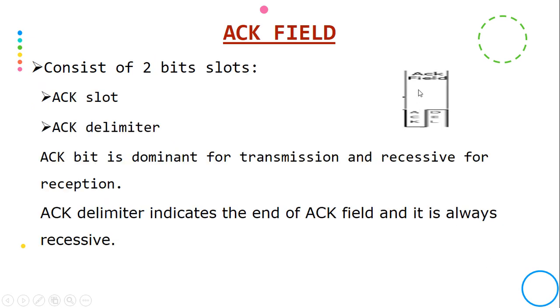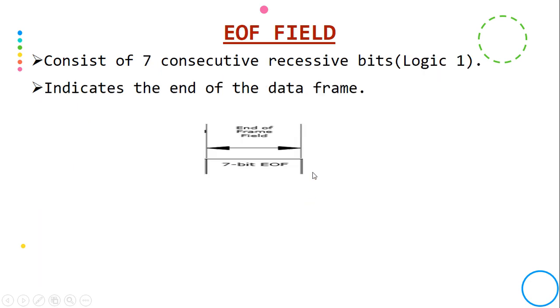The next field is acknowledgement field. It is 2-bit wide. The first bit is called as ACK slot, the second bit is called ACK delimiter. The ACK bit is dominant for transmission and recessive for reception. The ACK delimiter indicates the end of the ACK field and it is always recessive.